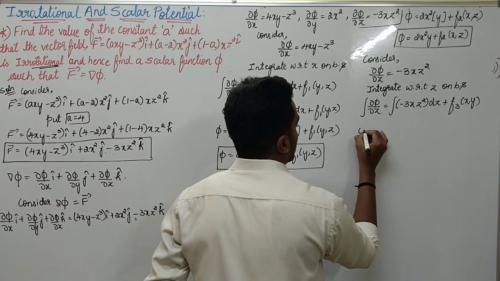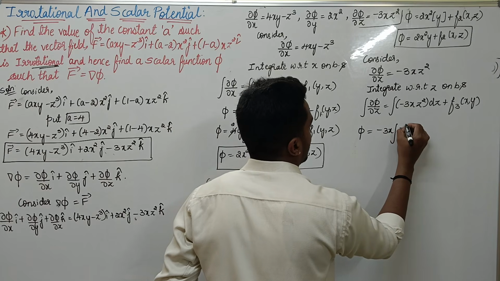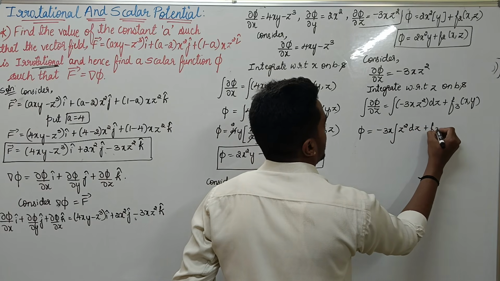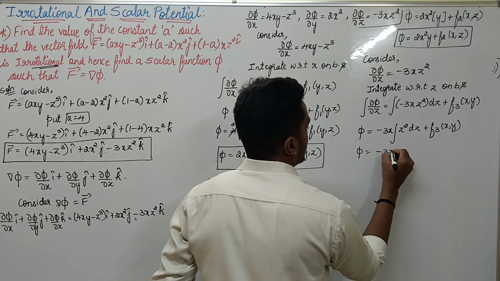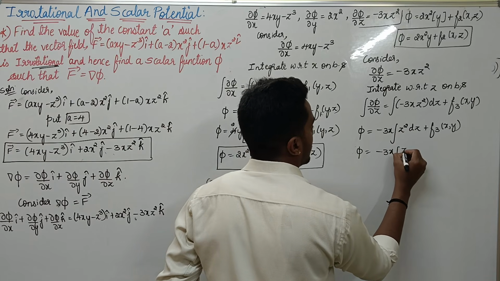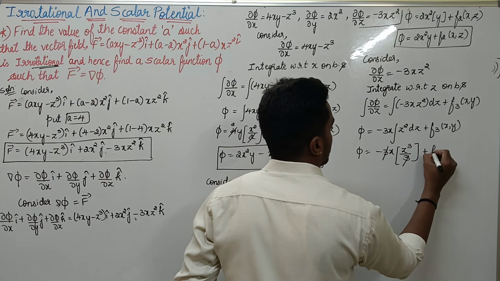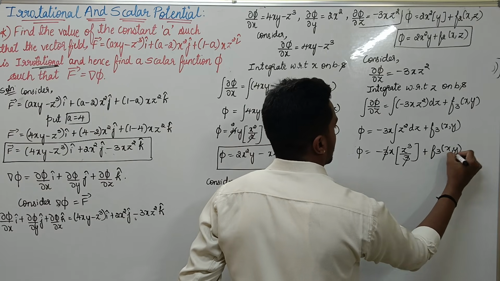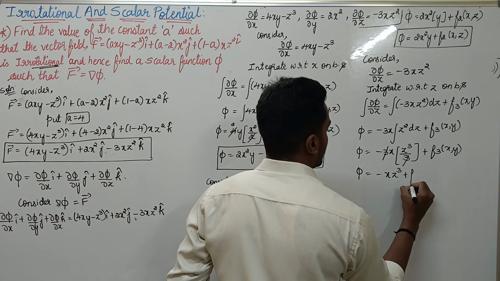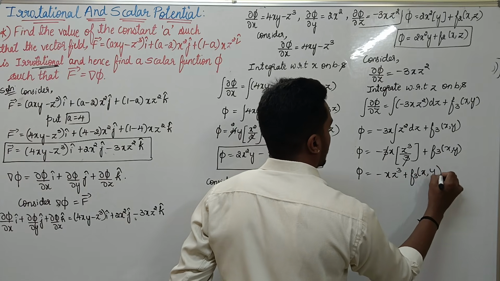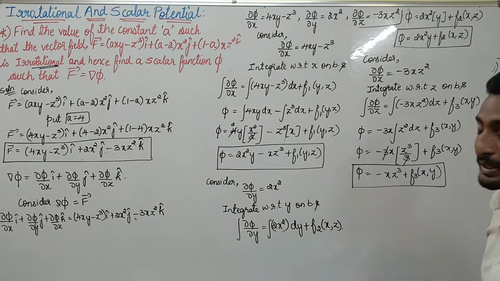You get only the scalar function phi, where phi is equal to minus 3x, which remains constant, times the integration of z square dz, plus f3 of x comma y. Integration of z square gives z cube by 3, where the 3 gets cancelled. So phi is equal to minus x z cube plus f3 of x comma y. This is the third scalar function with respect to z.